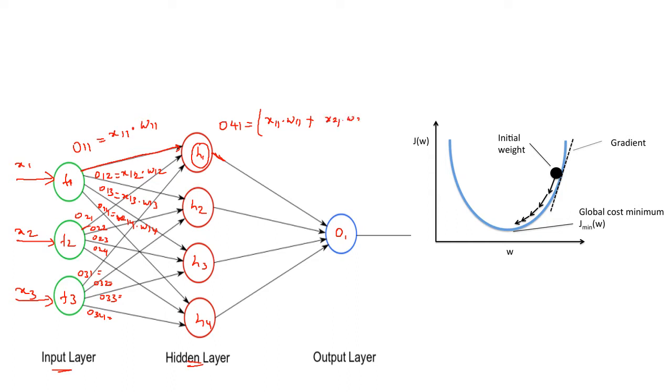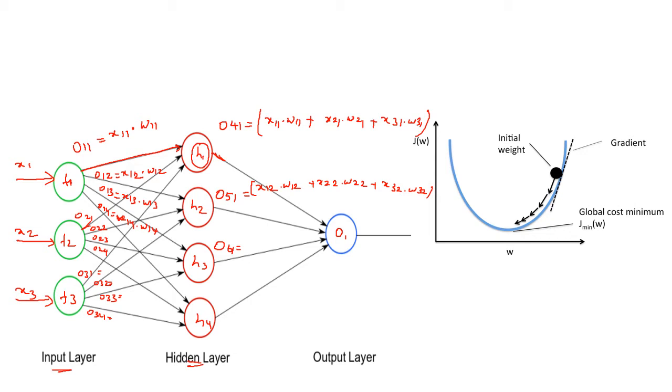So this is output 3 and this is output 4. O41 is equal to x11 dot w11 plus x21 dot w21 plus x31 dot w31. See, all the first outputs will be connected to the first node of the hidden layer, and when we come to here, this is output O51, which is equal to x12 dot w12 plus x22 dot w22 plus x32 dot w32.